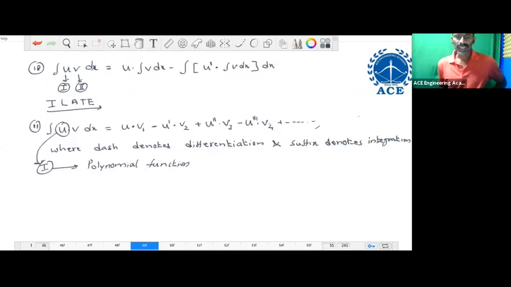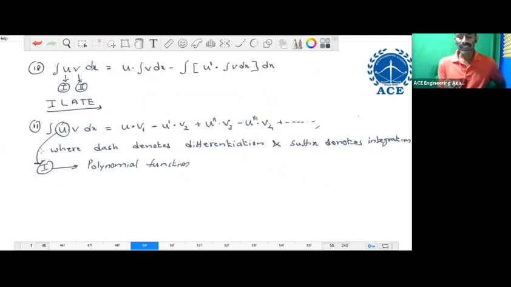Next, property number 10, the UV formula, the integration by parts formula, for the integral of a product of two functions. According to ILATE, we choose the first and second function from left to right order. I stands for inverse trigonometric, L for logarithmic, A for algebraic, T for trigonometric, E for exponential. We choose the first and second function in this order, and we use this formula to find the integral of the product of two functions.